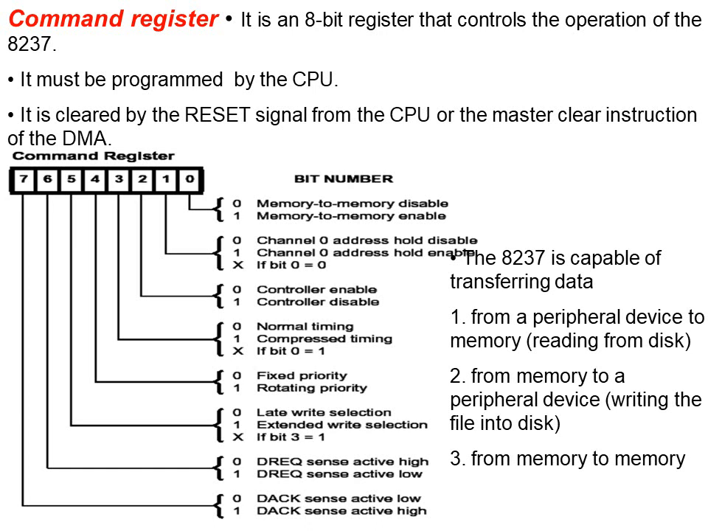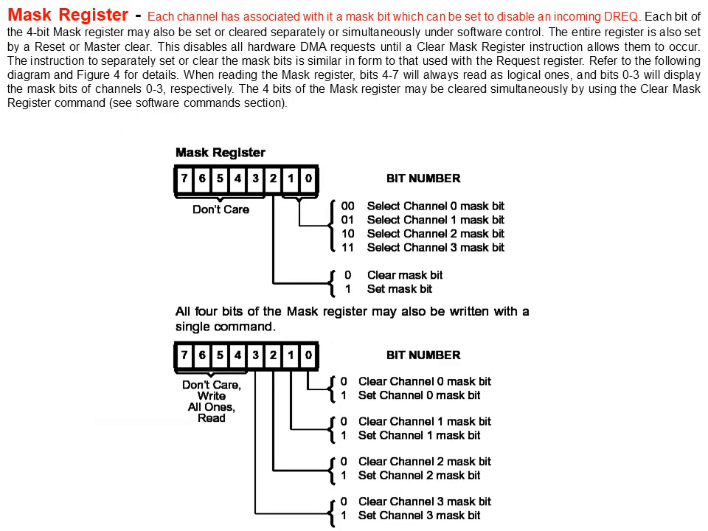And in this, from memory to peripheral, that means we are reading from memory and writing to the peripheral device. That means this is writing the file into the disk. This is known as the write operation or DMA write. This is known as the DMA read cycle, and we can also operate this 8237 IC from memory to memory; data transfer can be performed. These represent the different commands or different status for the command register.